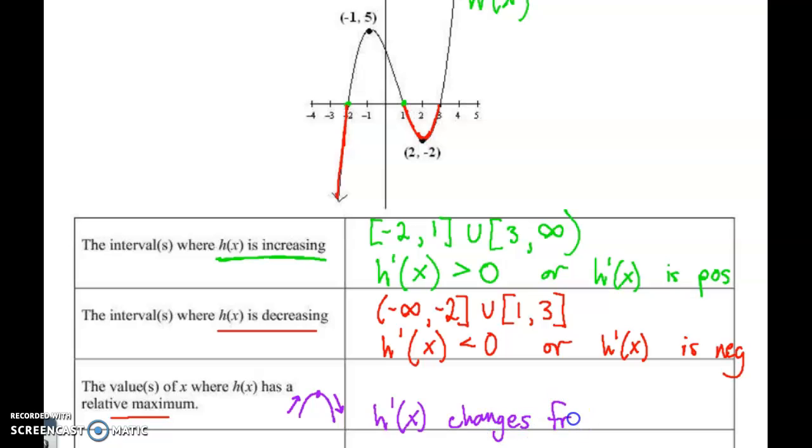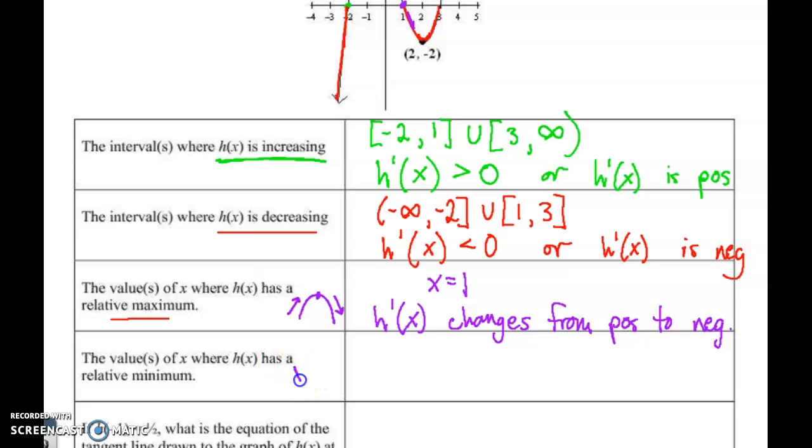from what to what? Well, if the function is increasing, then the derivative must go from a positive to a negative. So where on the graph do we go from a positive to a negative? Right here, positive to a negative, so at x equals 1. Any other points? No.